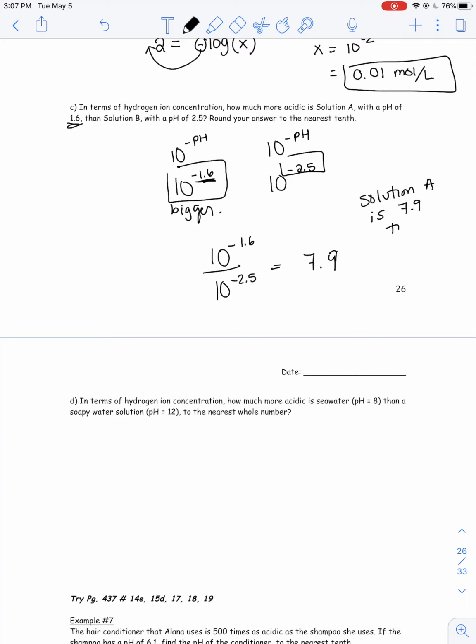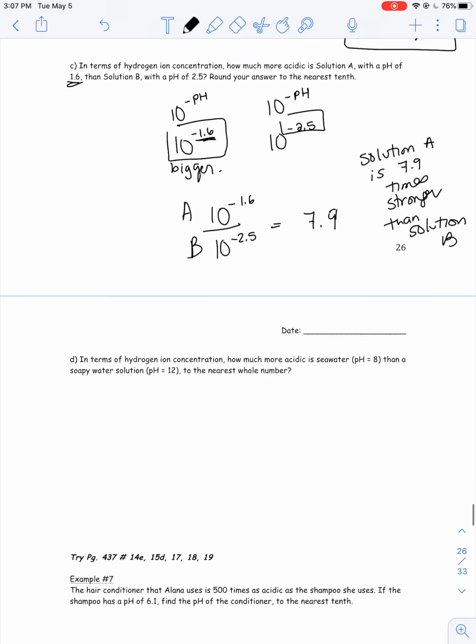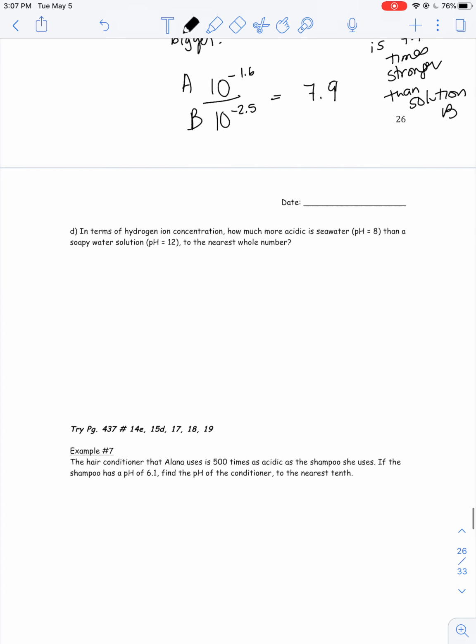So we know that solution A is 7.9 times stronger than solution B, because this was solution B and this was A. So the A was at the top, which means it's stronger.